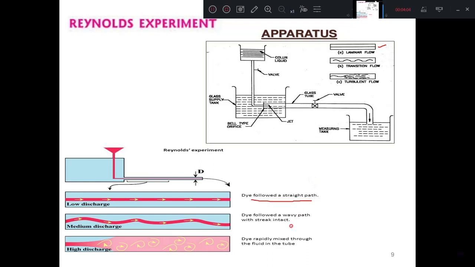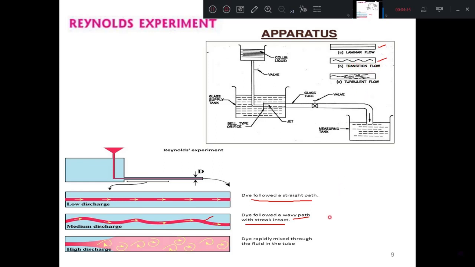The second observation he made was with an increase of velocity of flow, that is for the medium discharge. With a little increase in the velocity of flow, the dye filament was no longer a straight line, but it became a wavy one, as shown in this figure. This shows that the flow is no longer laminar. The dye followed a wavy path with a streak intact, and he called that state a transitional state or transitional flow.